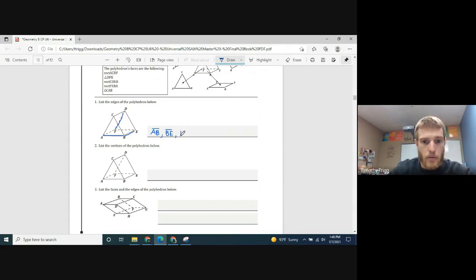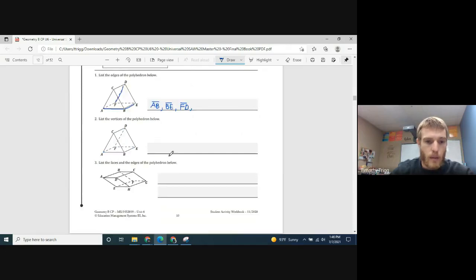FD is also another edge. Okay, so just make sure you list all the edges. There should be 1, 2, 3, 4, 5, 6, 7. There should be 9 in total. So make sure you list all 9 edges. Now here, list all the vertices. There should be 6 in total. So A is one of them. B is one of them. Again, the vertices are just the points, the corners of the shape, okay? So make sure to list all those.